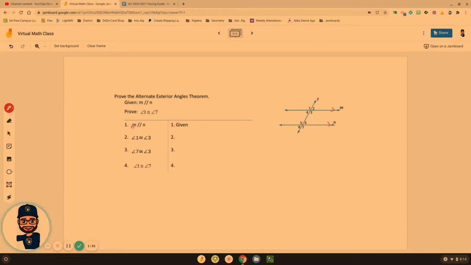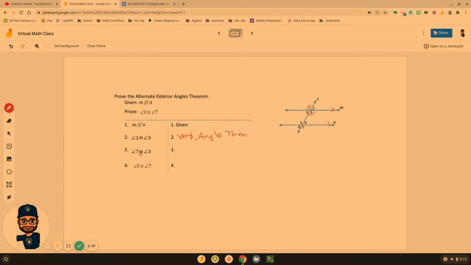Obviously, as I hope we should know, we always start with the given. M is parallel to N. If M is parallel to N, what allows us to conclude that the angle 1 is congruent to angle 3? What allows me to say those 2 are congruent? Well, hopefully you remember that those are vertical angles. So that's the vertical angle theorem. All right, if angles are vertical, they have to be congruent.